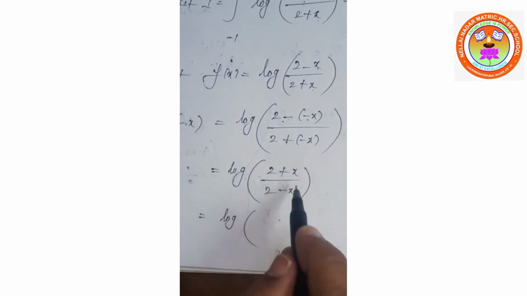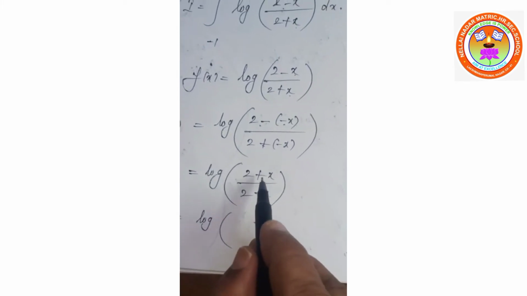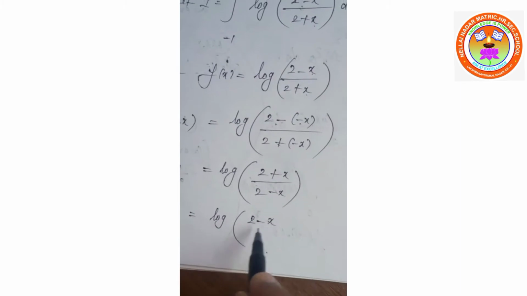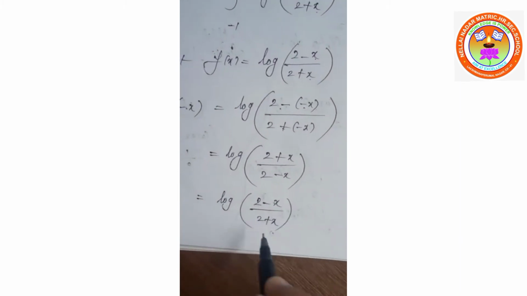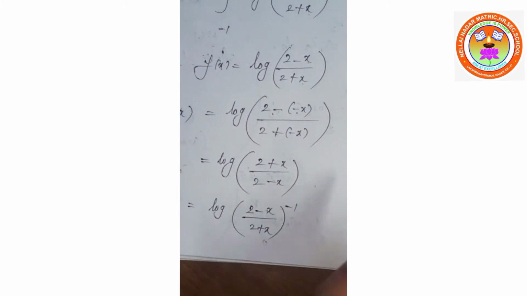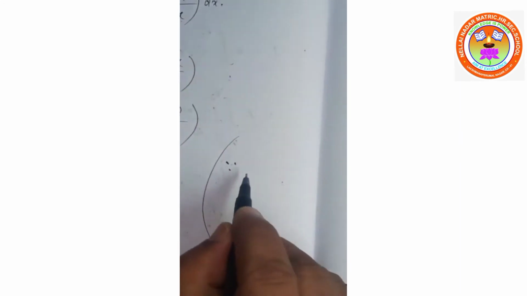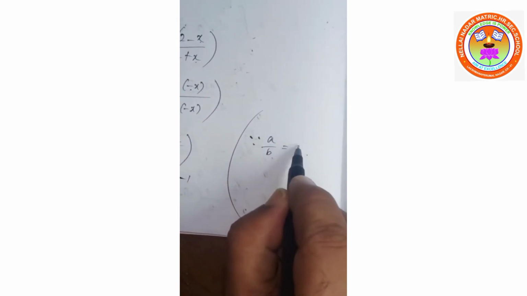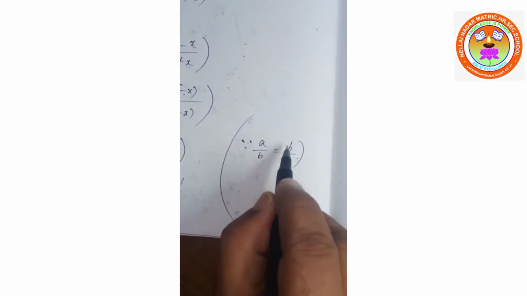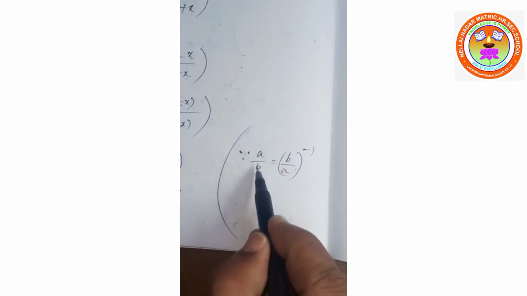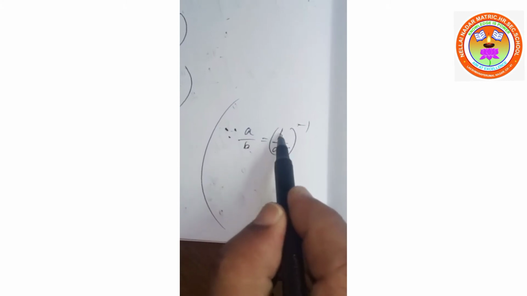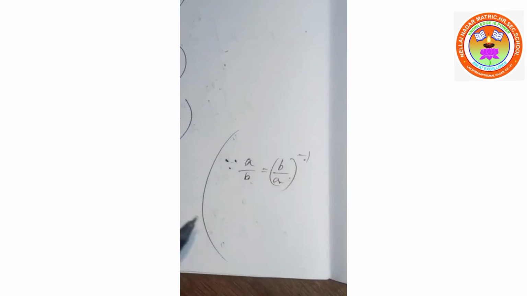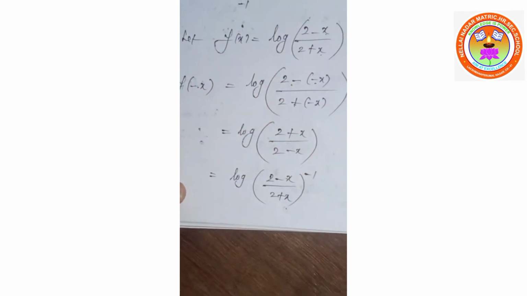This expression can be written as the reciprocal: 2 plus x by 2 minus x. If you write 2 minus x by 2 plus x, you have to introduce minus 1 in the power. Since a by b equals (b by a) whole power minus 1. If we change a by b into b by a, we have to introduce minus 1 in the power. According to that, this can be written like this.